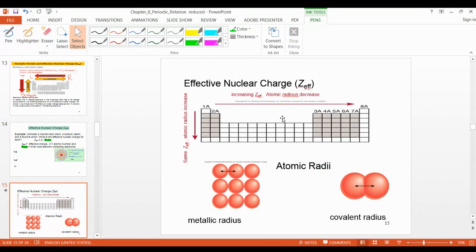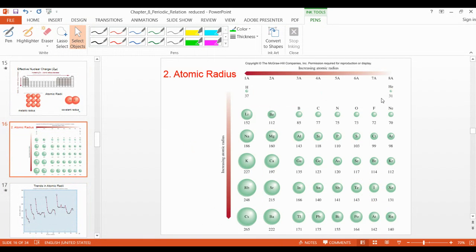This is nuclear charge, okay, left to right, and atomic radius increases from top to bottom. Atomic radius decreases from left to right, and also nuclear charge increases from left to right, opposite. Look at here, atomic radius. See, it will be like this. This is going to increase, right? From here to here, going to increase. And from here to here, left to right, is going to decrease.